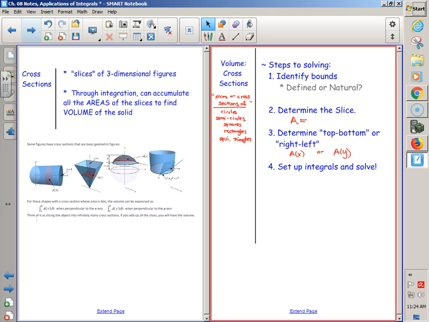So practically speaking, what do we do? Practically speaking with area, we figure out the bounds, we figure out the orientation, or we say, forget it, I'm going to put absolute value, but we should still think about intersections just in case. Set it up and solve. For cross sections, once again, identify the bounds.